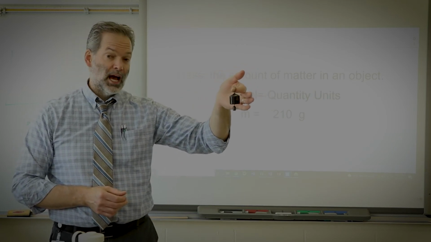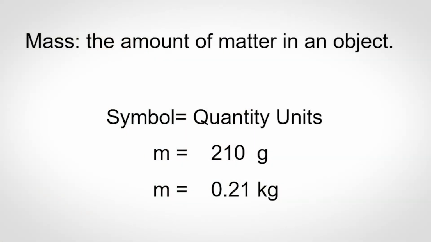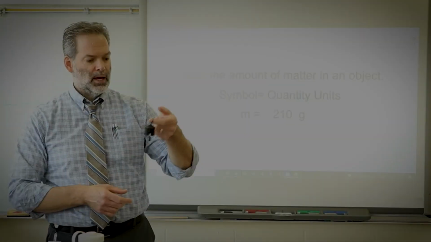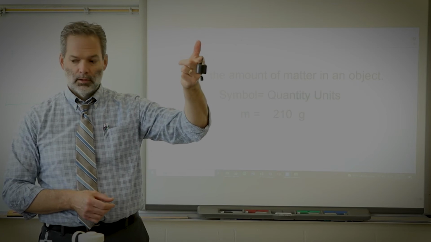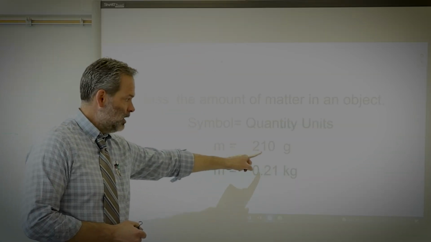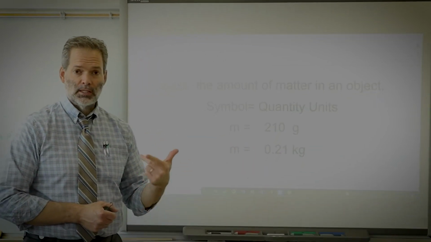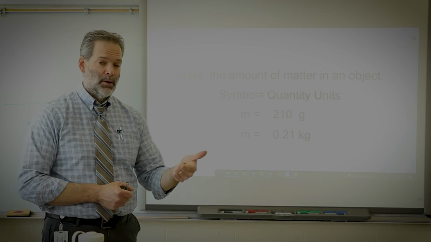But somebody else might say, I want to know what that is in kilograms. All right. Well, if there's 1,000 grams in every 1 kilogram, I have 0.21 kilograms of matter hanging from my finger. The symbol for mass is m. How much do I have, and what units am I measuring that in? Symbols, quantities, and units. What am I measuring? How much do I have?